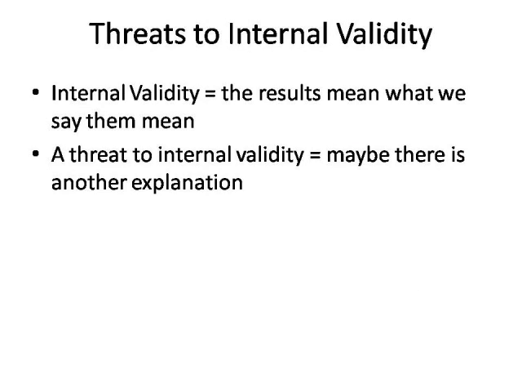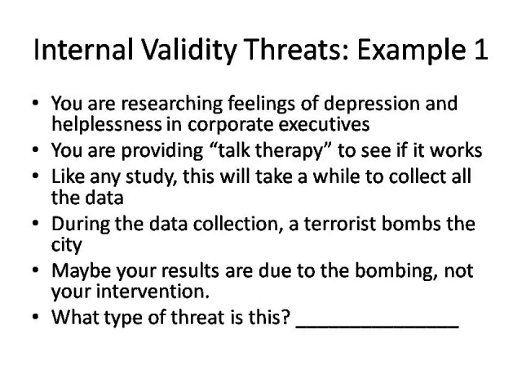Okay, threats to internal validity. Internal validity: the results mean what they say they mean. A threat to internal validity says maybe there's some other kind of explanation. Your book lists these. The first threat: you're researching feelings of depression and helplessness in corporate executives. You're providing a talk therapy to see if it works. Like any study, this will take a while to collect all the data, but during it, there is a terrorist bombing. How do you know what caused your results? Was it your talk therapy, or was it the bombing? What kind of threat is this?